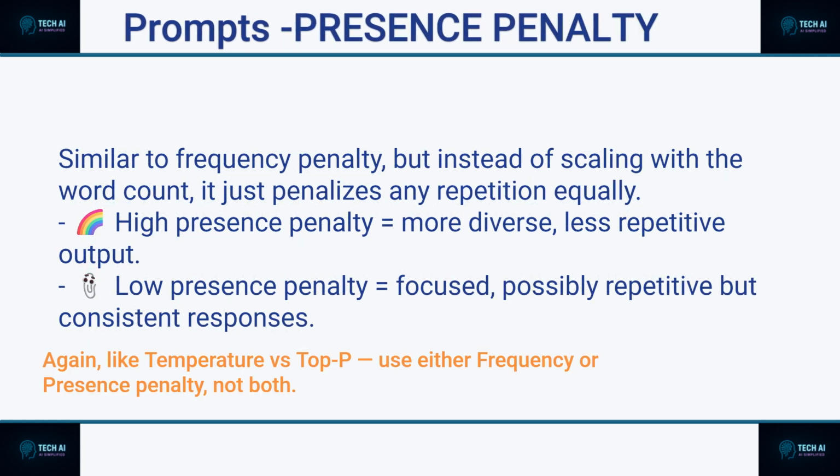Presence penalty is similar to frequency penalty, but instead of scaling with the word count, it just penalizes any repetition equally. High presence penalty equals more diverse, less repetitive output. Low presence penalty equals focused, possibly repetitive but consistent responses. Again, like temperature versus top-p. Use either frequency or presence penalty, not both.